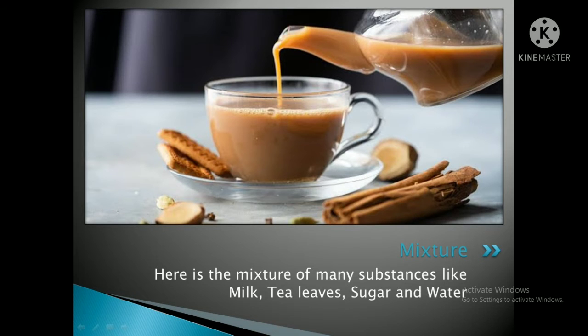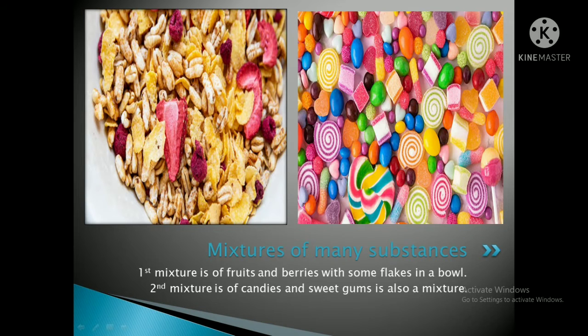Okay, next slide, what we will see here: we have seen a bowl. In the first picture, there's a mixture of some fruits and berries with some flakes in a bowl. And in the second one we can see some candies and some sweet gums. I think this is very delicious to see with you all. Both the diagrams are very tasty for you all, isn't it? So this is also an example of mixtures, meaning all are mixed together.